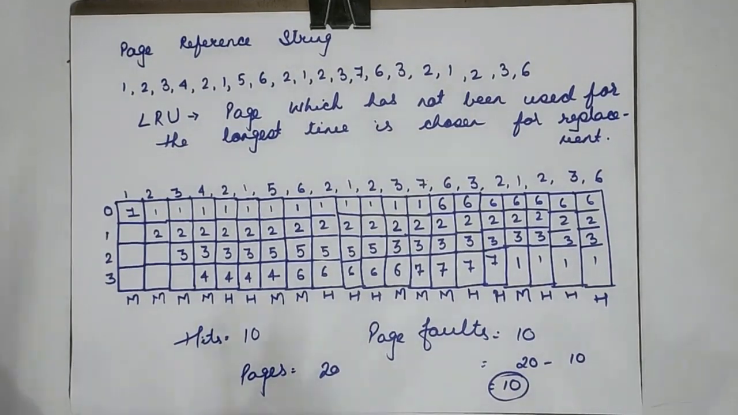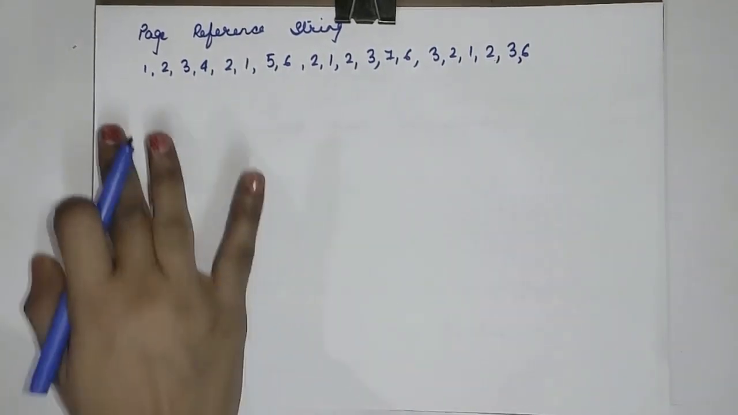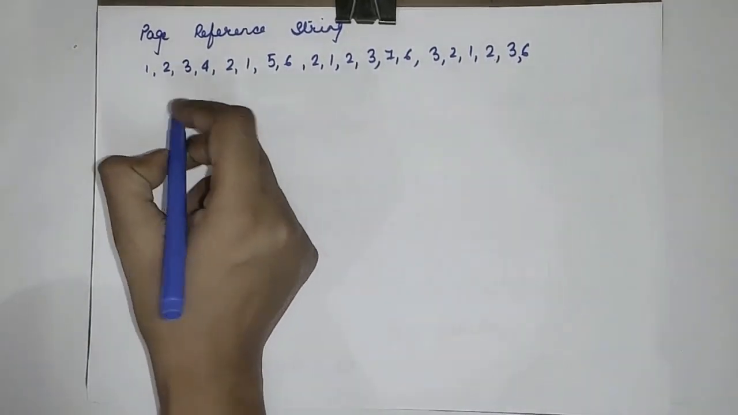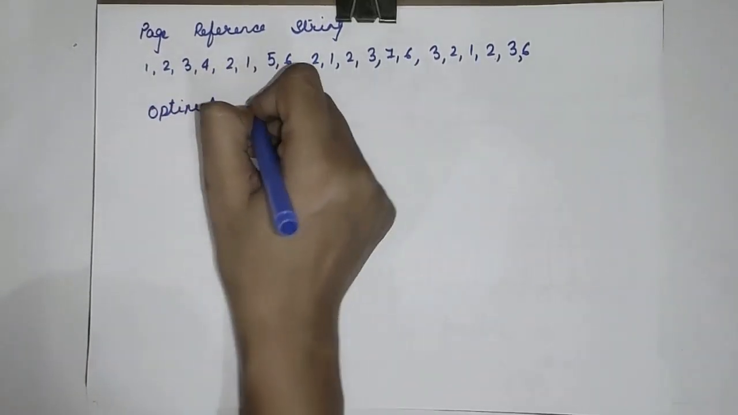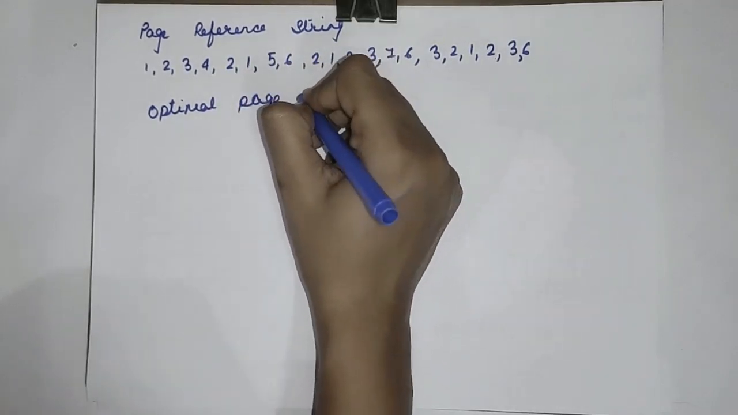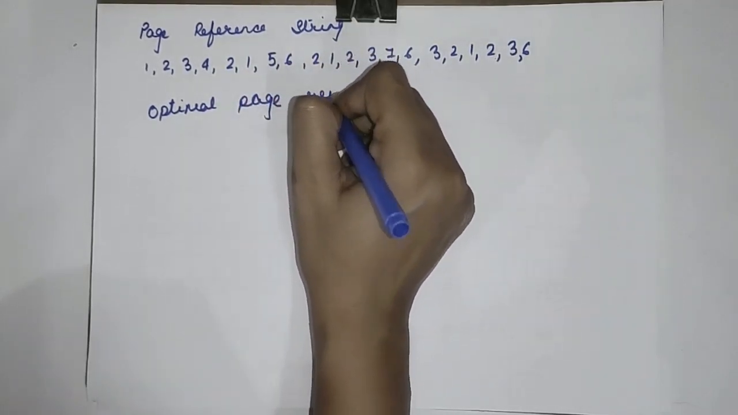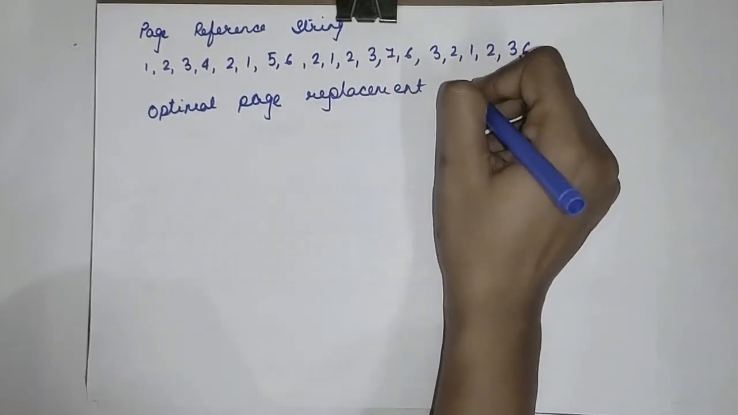So next we have to see the optimal page replacement. So this is your page reference string, and now the next page replacement algorithm which we are going to use is your optimal page replacement algorithm.